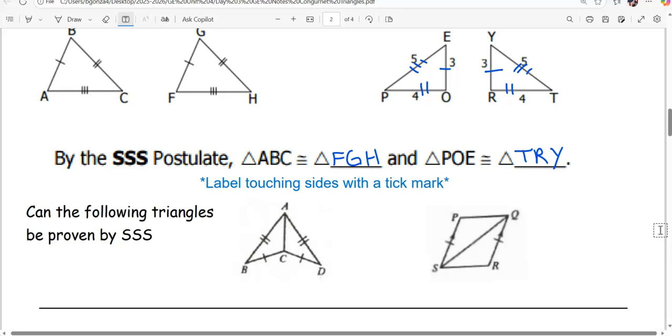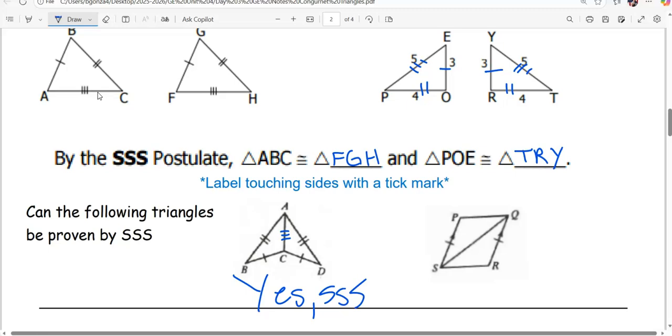So on this one, watch me do this. Right here, they're touching, right? I'm going to put 3 tick marks because I already see 1, I already see 2, and when they're touching, I got to put another tick mark, okay? So, now, is this side, side, side? What do you think? Do you see 3 matching sides on both of them? Yes, we do. So, can the following be proven by SSS? Go ahead and put yes, SSS.